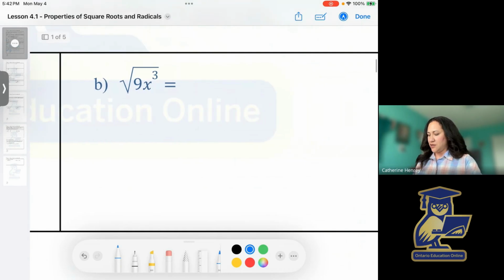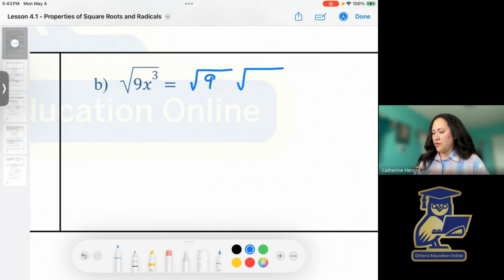This will get easier once you get the hang of it. So let's try the next one. Square root of 9 times x cubed. So looking for perfect square numbers, let's go ahead and split this into the square root of 9 times the square root of x cubed.